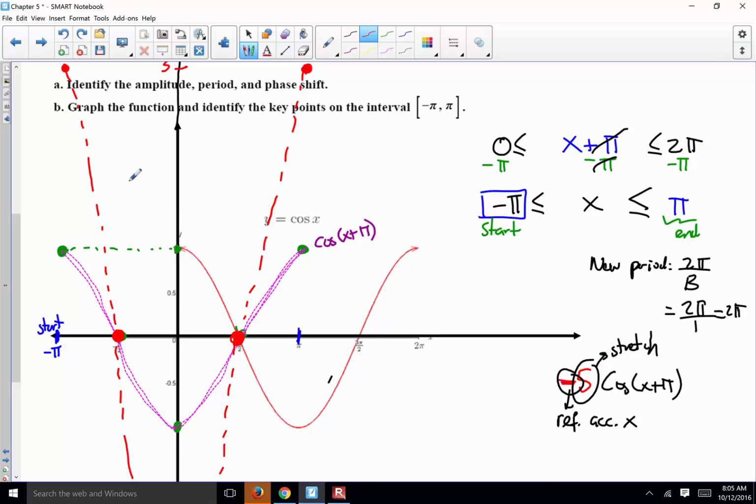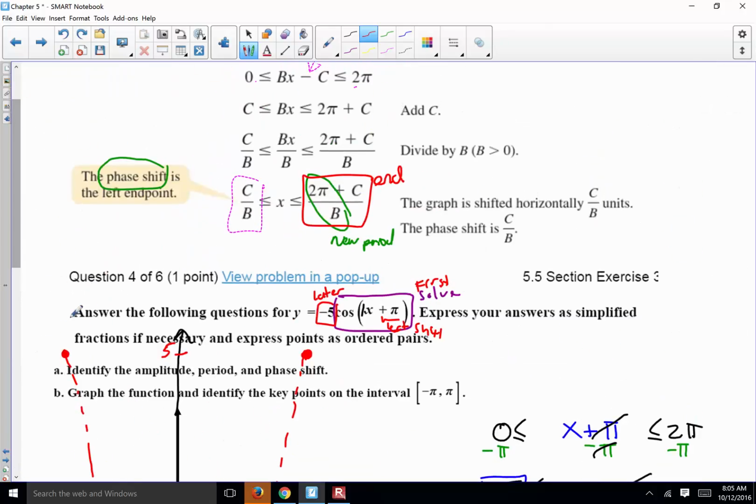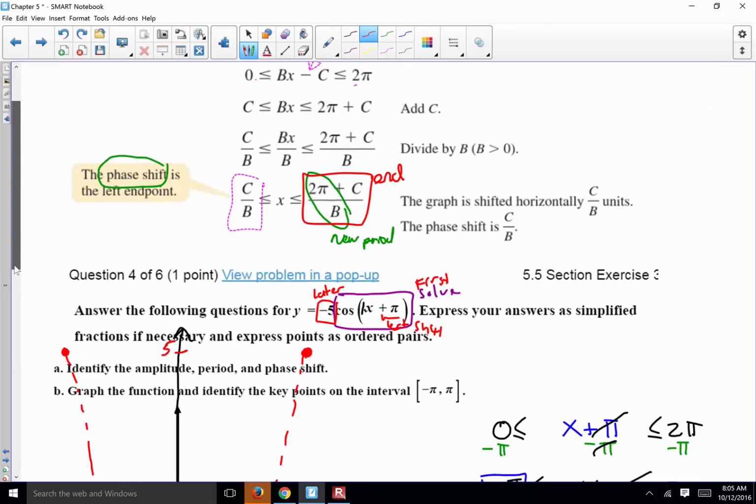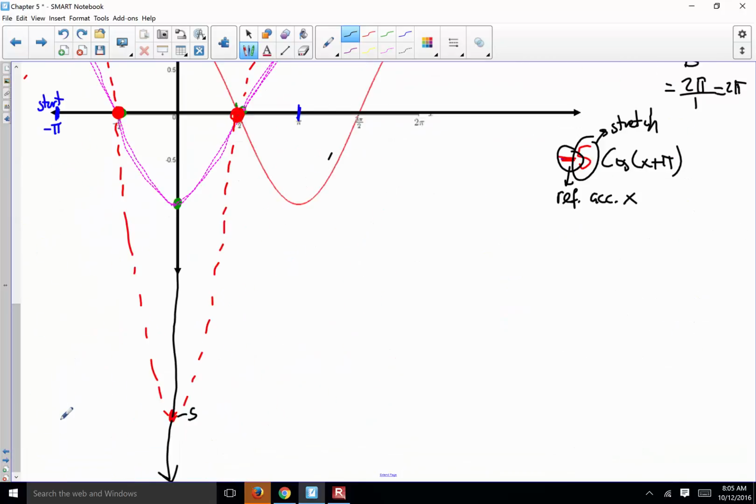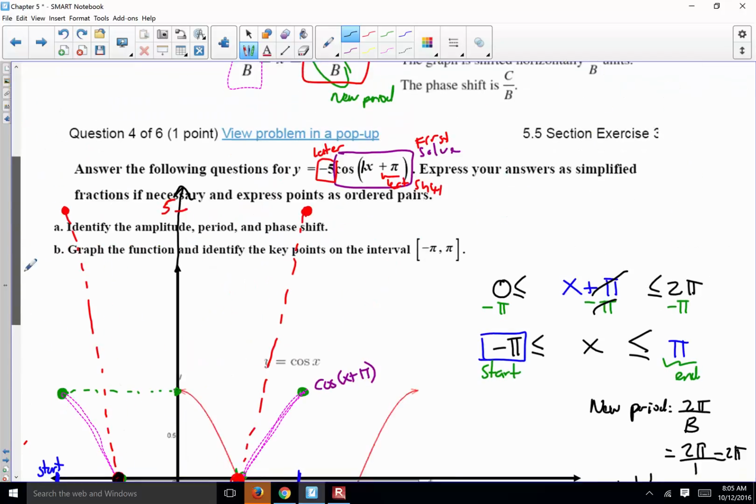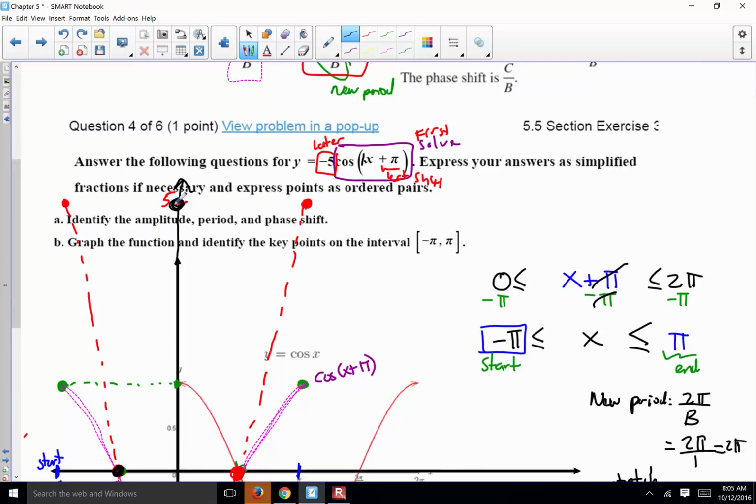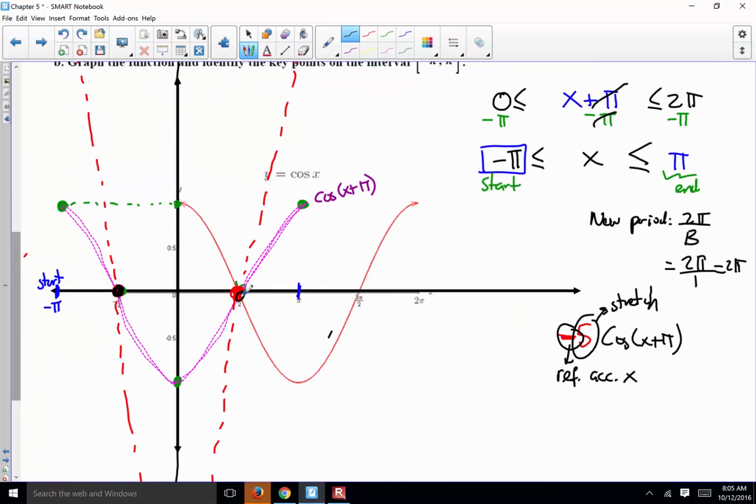I need to now make this upside down. So that point here is gonna go all the way down into minus 5. This is gonna go to minus 5. This is gonna stay there. This red point is gonna go to 5. And this red one will stay.